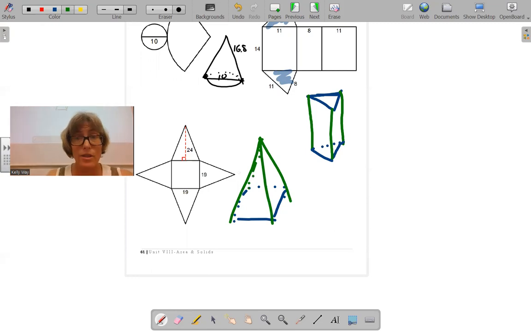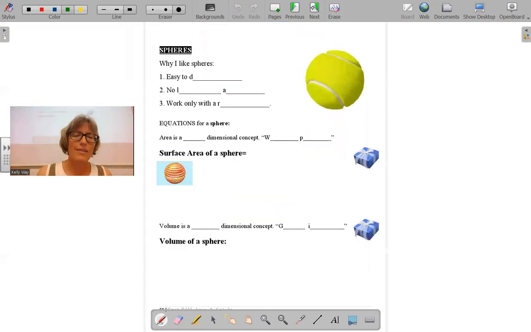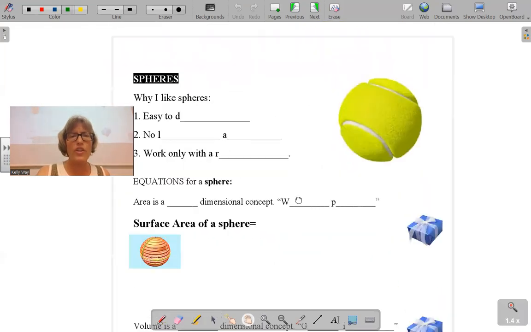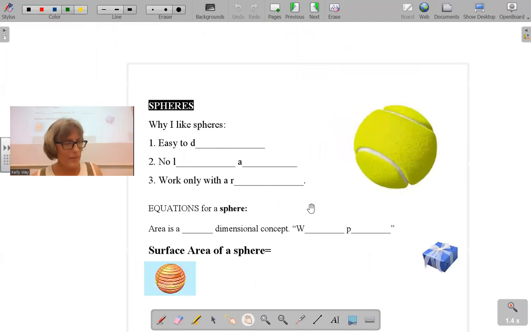So those are called nets. Now there's a reason why, because nets is what is used to introduce the concept of surface area. And you need that for spheres. I love spheres. Spheres are so easy. There's 3 reasons I love spheres.